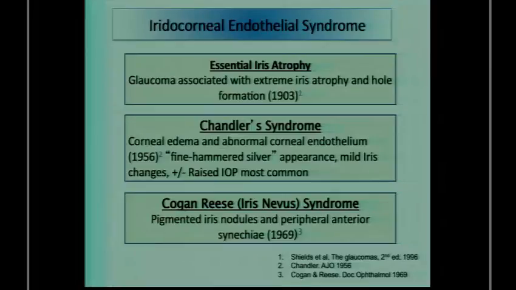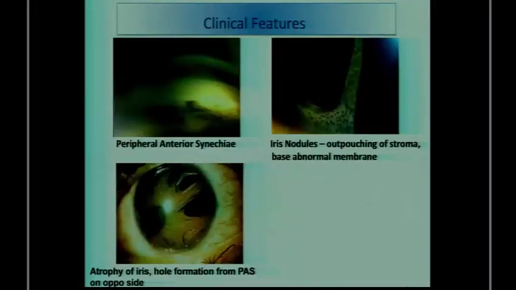Okay, so iridocorneal endothelial syndrome is a syndromic condition made up of three distinct entities: essential iris atrophy, Chandler syndrome, and Cogan-Reese. They all basically have the component hallmarks of iris involvement, glaucoma, and endothelial disease. Most of you will be familiar with these clinical features of PAS, iris nodules, and atrophy of the iris.